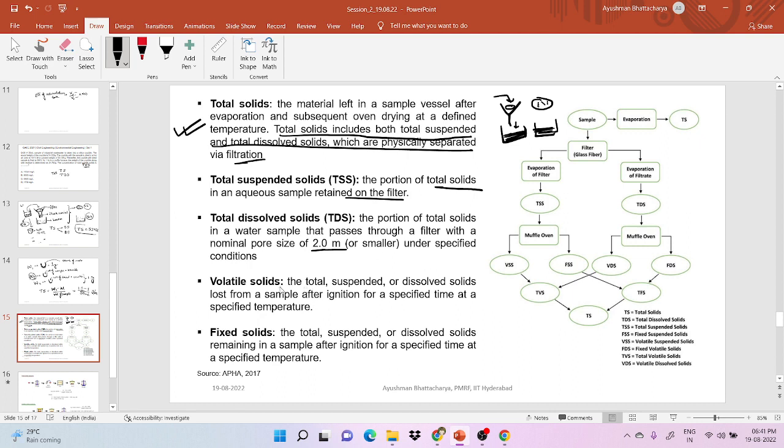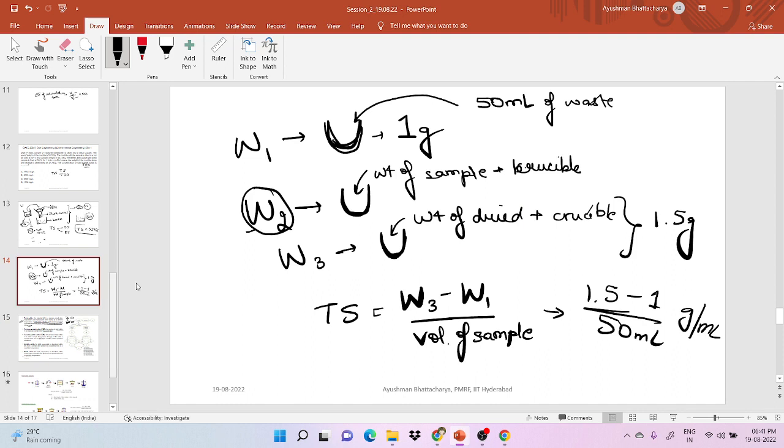Another, volatile solid, is the total suspended and dissolved solids lost from a sample after ignition for a specified time at a specified temperature. So now you got this W3. Again I will explain the weights. W1 refers to the weight of the empty crucible. W2 refers to the weight of the 50 ml wastewater sample plus crucible. W3 refers to the weight of the dried sample plus crucible.